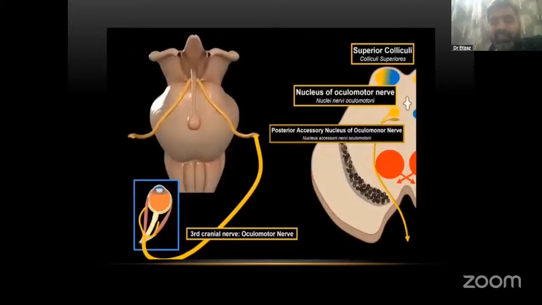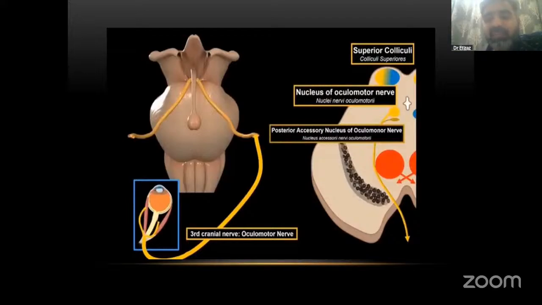So this is the substantia nigra, another nucleus. Then we see at the level of the superior colliculus, we have another nucleus, that is the nucleus of the oculomotor nerve. The oculomotor nerve actually gives two nuclei. One is the pure nucleus of the oculomotor nerve, and the second is the accessory nucleus of the oculomotor nerve. Okay, these are two nuclei.